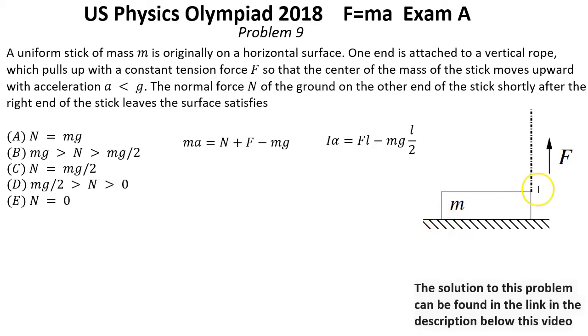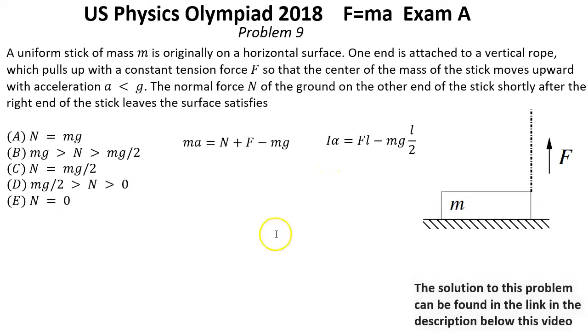It is force F, for which we have torque equal FL, where L is the length of this stick, and minus torque created by gravity force, which is mg multiplied by L over 2. And that must be equal I alpha, where I is moment of inertia and alpha is angular acceleration.